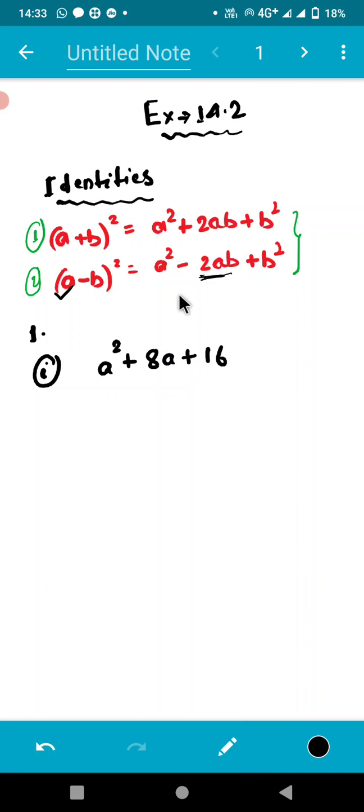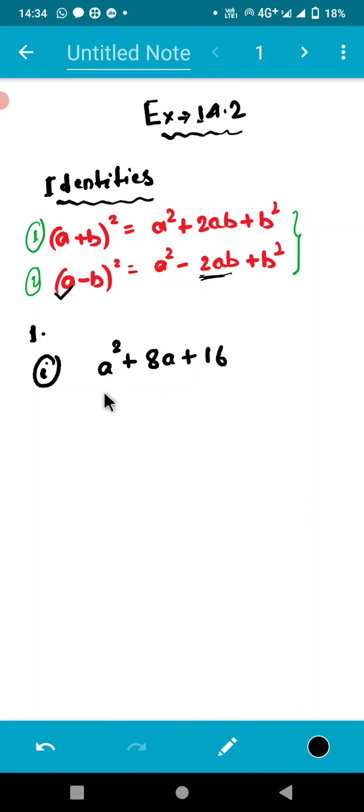Now how to understand which identity we have to follow? Suppose in the question there are only 3 terms. In almost all the sums you will find 3 terms given. If in between the 3 terms you see a plus sign, then you have to use this identity, and if somewhere you see a minus sign written, then you have to go for the (a minus b) whole square identity. Now another question: sir, if the questions are given in this format, how exactly will we convert this into (a plus b) whole square or (a minus b) whole square? This is what we'll learn in this first question.